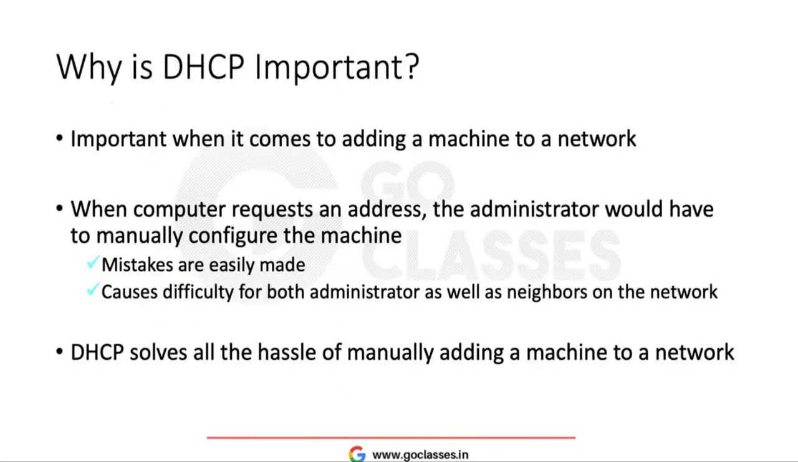See here, why DHCP is important: whenever you add a machine to a network, you need to assign some IP address. That's where DHCP comes into the picture. When a computer requests an address, the administrator would have manually configured the machine, but there are problems. Obviously it may lead to mistakes. And the second point is that it causes difficulty for both the administrator as well as the neighbors on the network. So this manual intervention is not desirable, which is why we go with DHCP, which solves the hassle of manually adding a machine to the network, right?